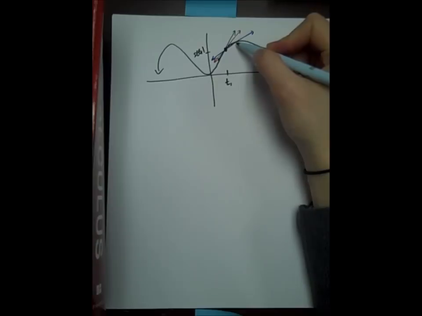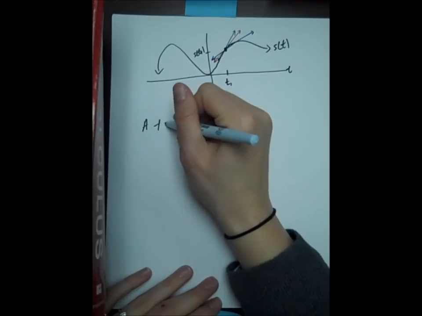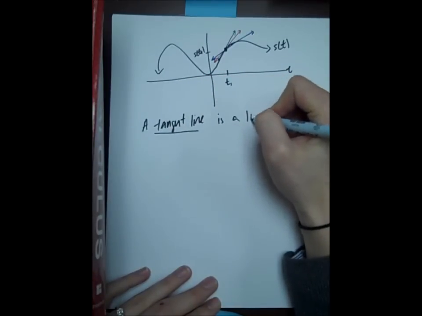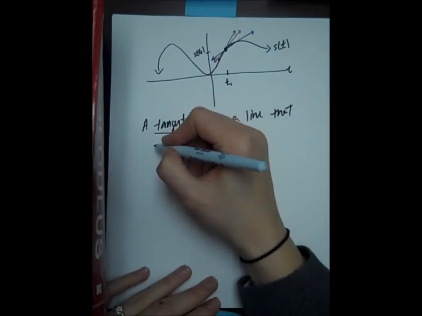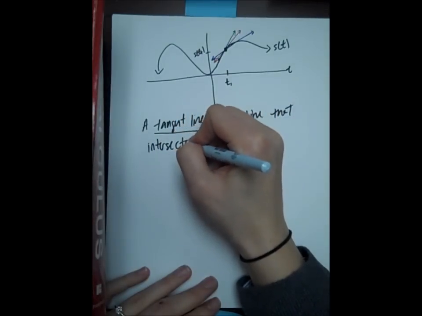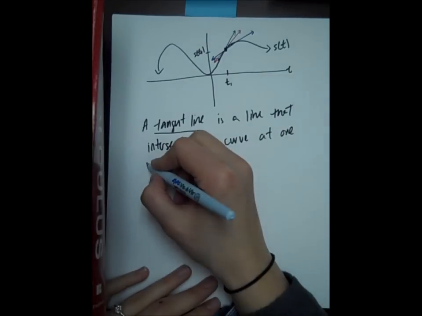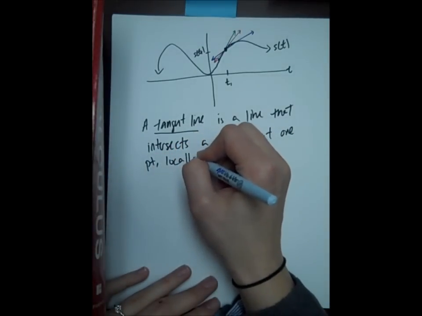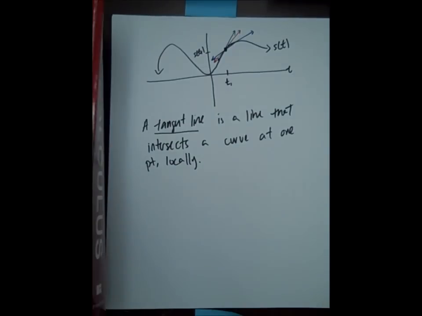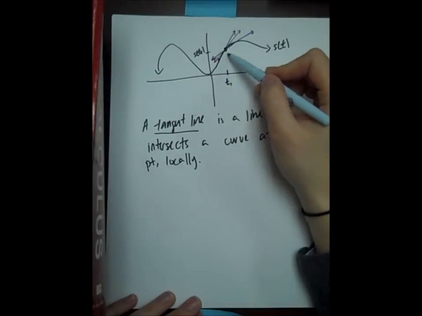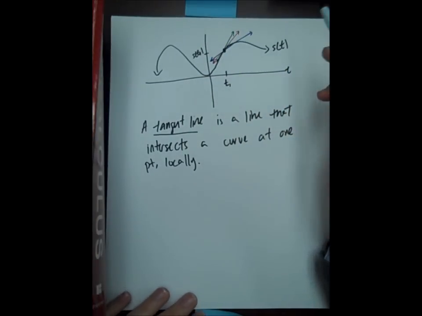Now, if we look at the limit of these, what are these going to? It's going to a tangent line. What is a tangent line? A tangent line is a line that intersects a curve at one point locally. The reason I say locally is that we're only concerned about looking relatively nearby our point. These lines can intersect the curve elsewhere, but relatively speaking, a tangent line only intersects the curve in one point.